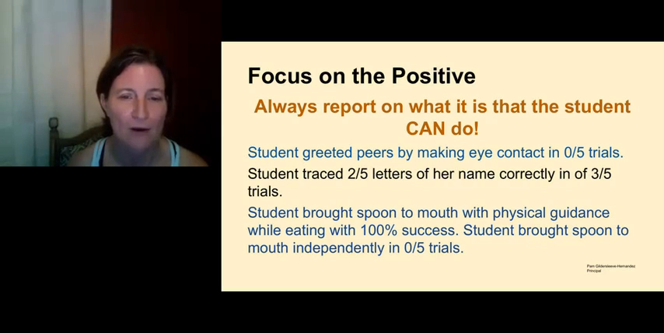Student brought spoon to mouth with physical guidance while eating with 100% success. Student brought spoon to mouth independently in 0 out of 5 trials. The student is not able to complete this skill. However, we have focused on what they can do, and we see in a positive manner what the goal is.